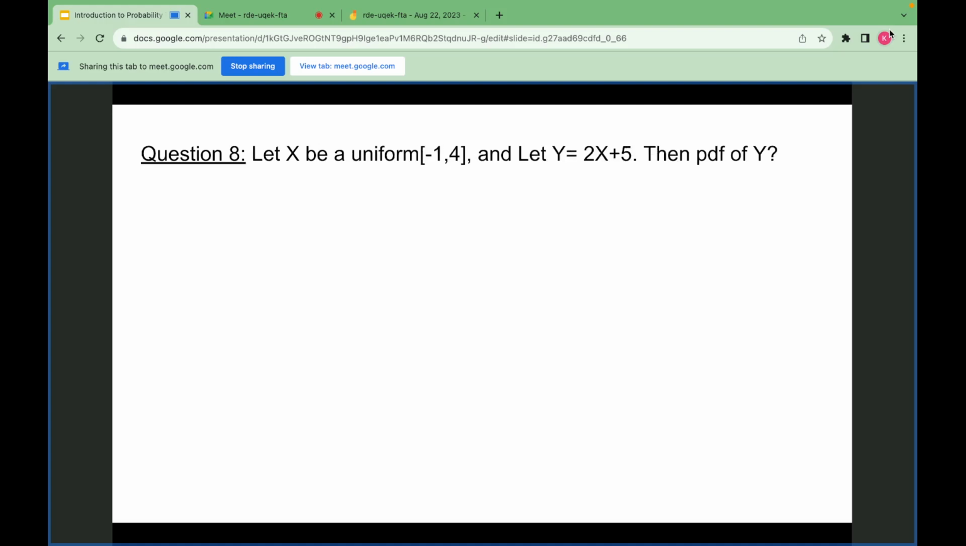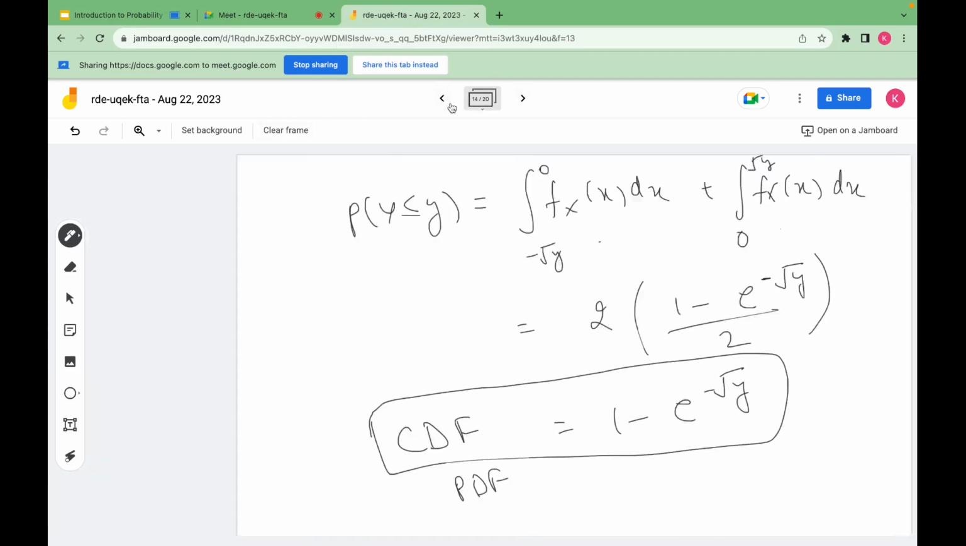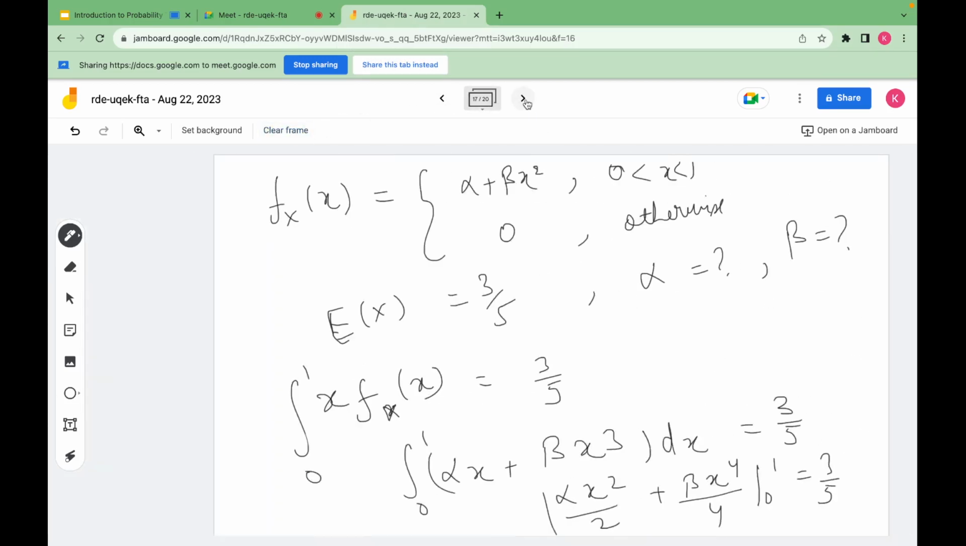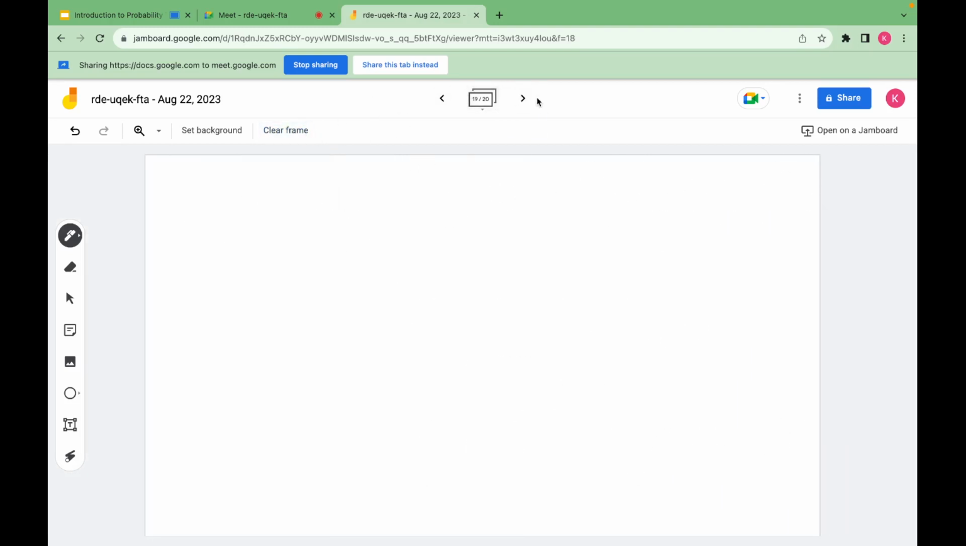So let x be a uniform probability distribution from -1 to 4, and let y be equal to 2x plus 5. Then we need to find the PDF of y. So this is similar to the questions we have done before. So can you try this on your own? Just try it, because we discussed a few questions based on this idea.